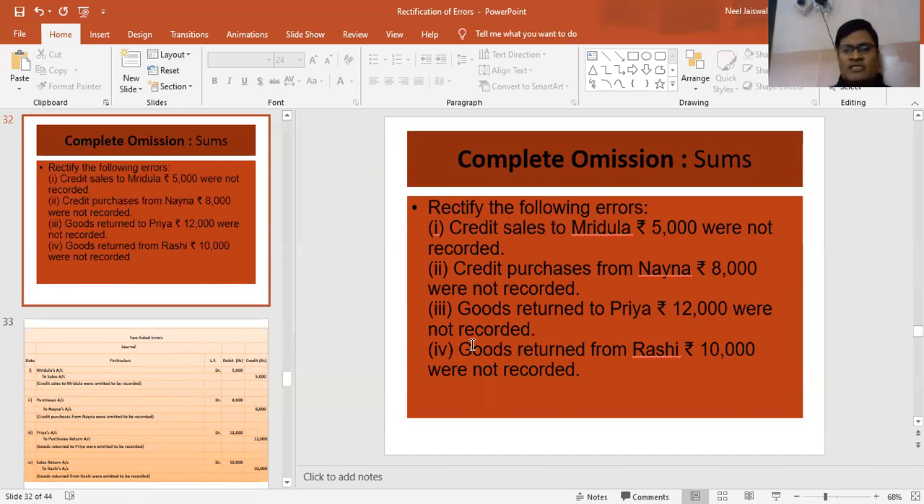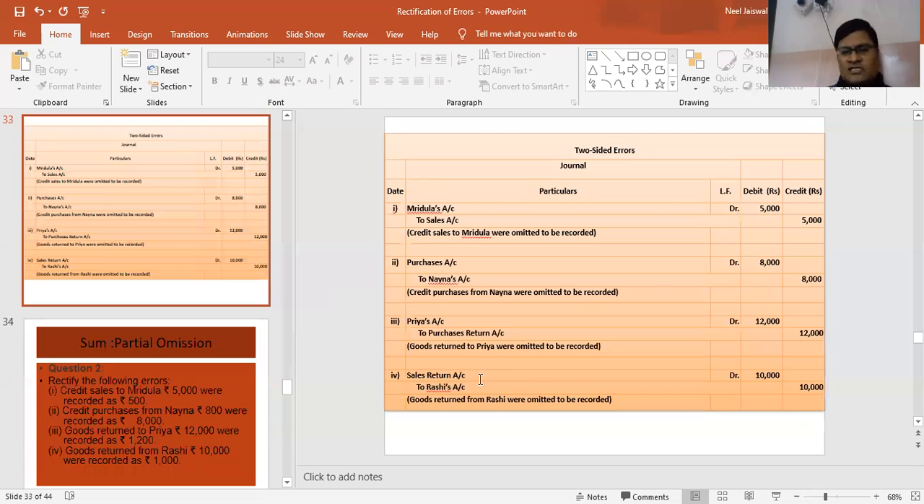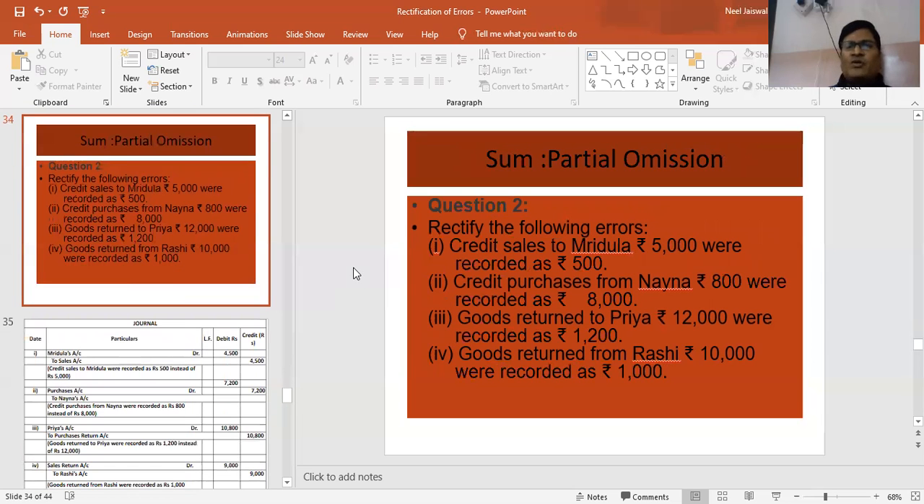Next, goods returned from Rasi 10,000 were not recorded. So you record it now. Rasi, so sales return account debit or return inward account debit to Rasi 10,000. Complete omission, very simply, you don't have to follow any rules, just prepare it. Again, partial omission, something you have recorded, something you may not have recorded.